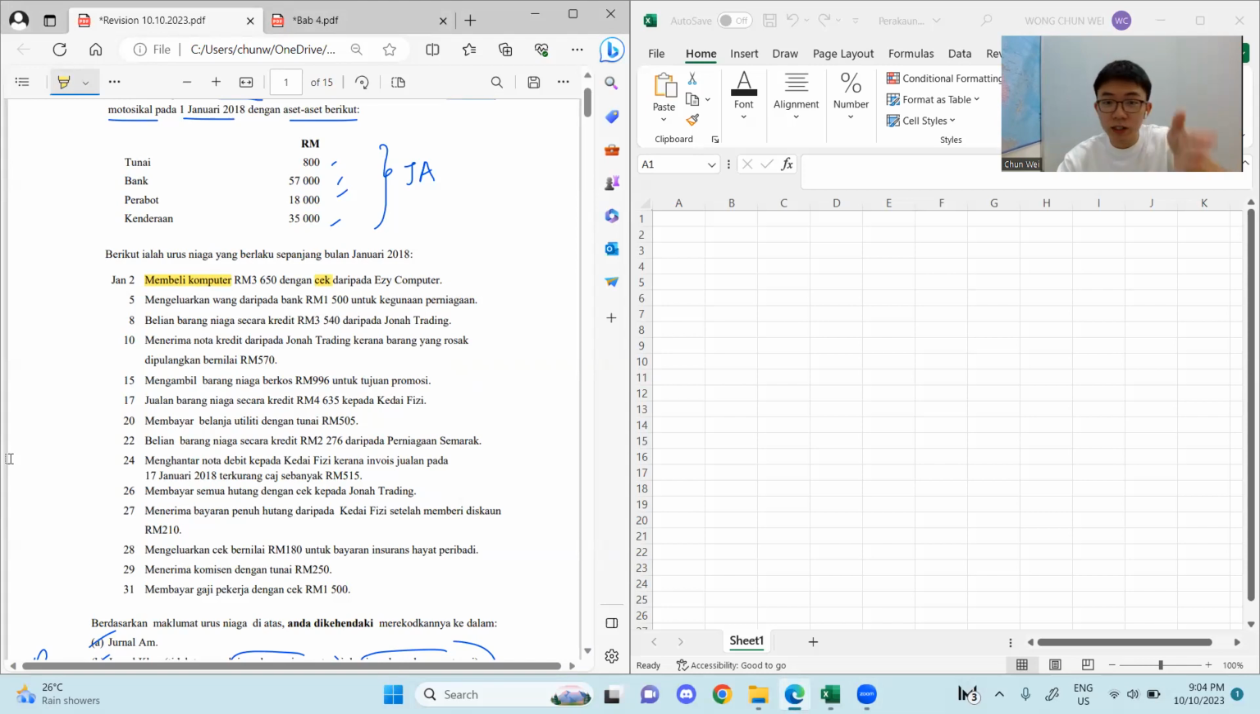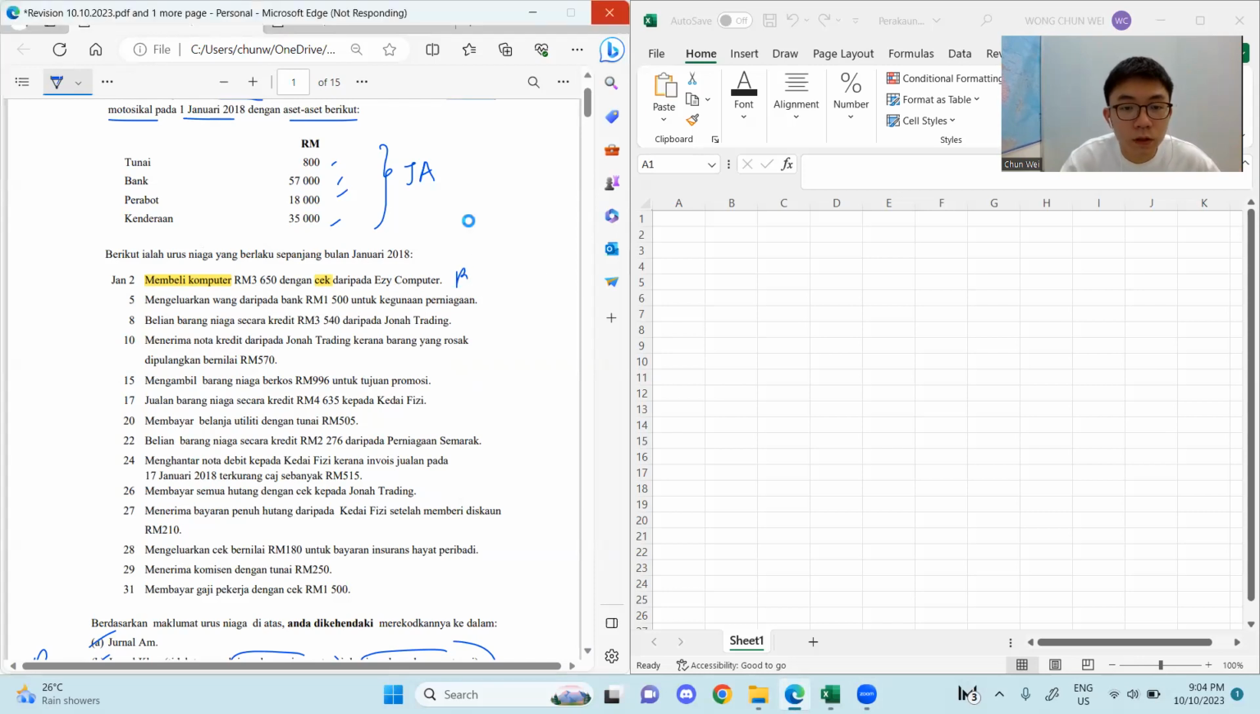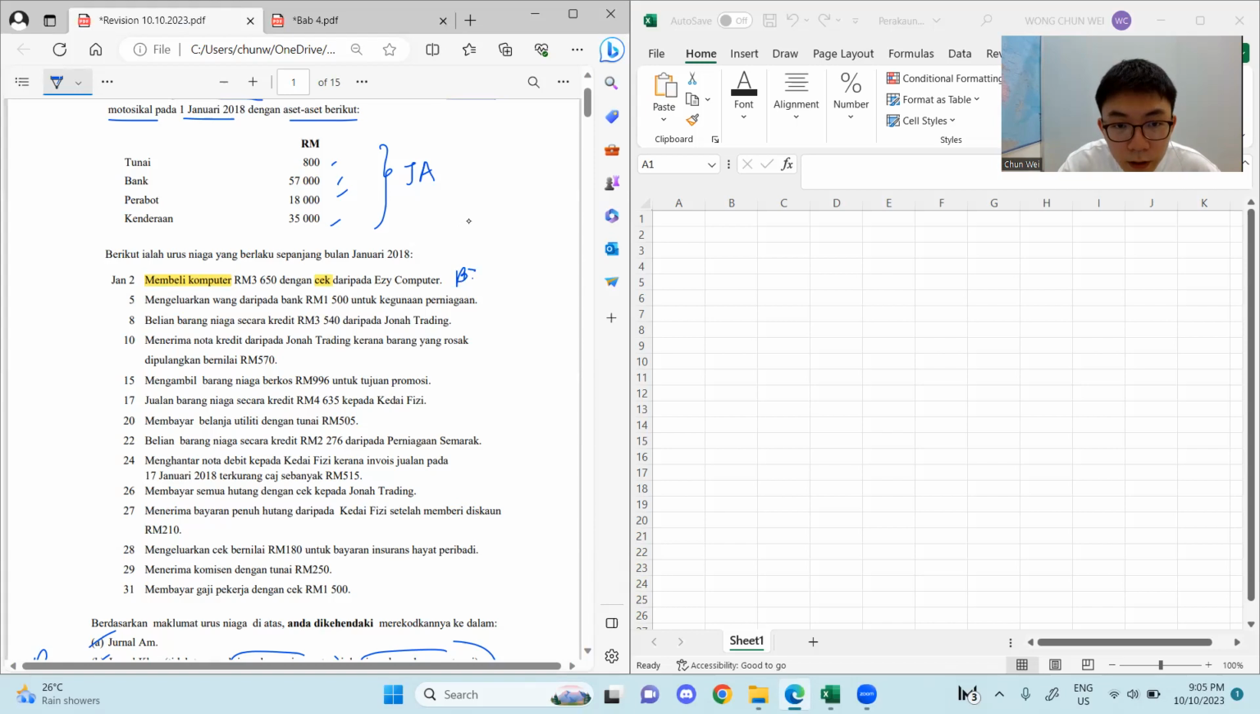Whenever you see the word check, where do we record it? We know that we can straight away record into the buku tunai. When you beli dengan check, you go into your buku tunai. That's why the word check is always kaitan dengan tunai. Just add this into your account bank.